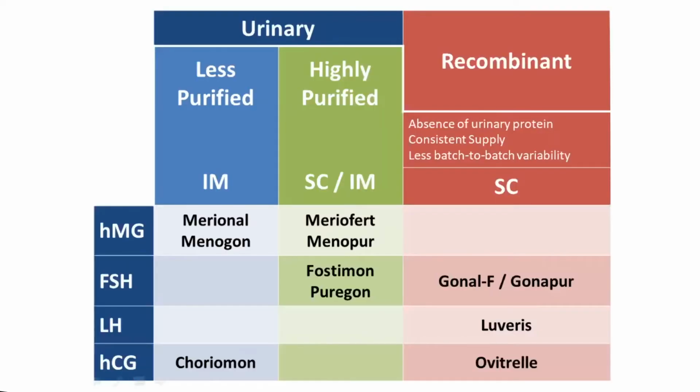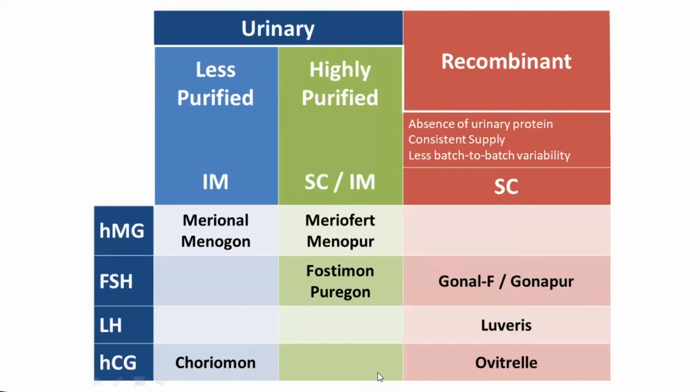What are the gonadotropins used in controlled ovarian stimulation? The gonadotropins include the HMG, which is human menopausal gonadotropin, a combination of both FSH and LH, the FSH alone, LH alone, and the human chorionic gonadotropin. We use the human chorionic gonadotropin for ovulation triggering.